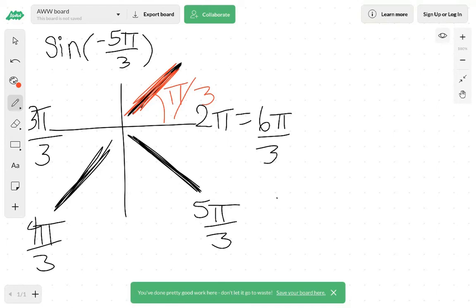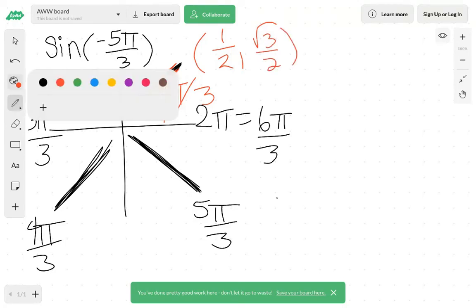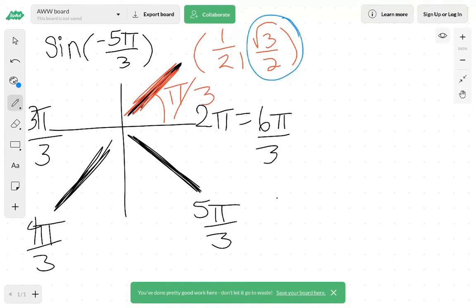And any pi over 3 reference angle is going to have the point 1/2, root 3 over 2 attached to it. And since I'm in the first quadrant, both of those values are positive. But I'm looking specifically for the sine of negative 5 pi over 3, and the sine is always the y value, which is going to make it root 3 over 2.